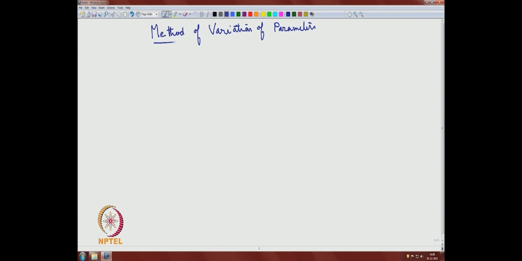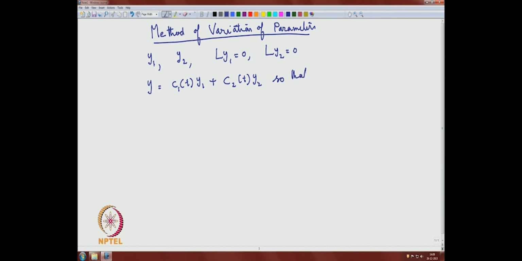So, what are the things we have been given? We have been given two solutions y 1 and y 2, which are solutions to the homogeneous equation. Therefore, L y 1 is equal to 0, L y 2 is equal to 0, and then our idea is to look for a solution y of the form C 1 t y 1 plus C 2 t y 2, so that y is a solution to the non-homogeneous equation. So, y satisfies L y equal to R.